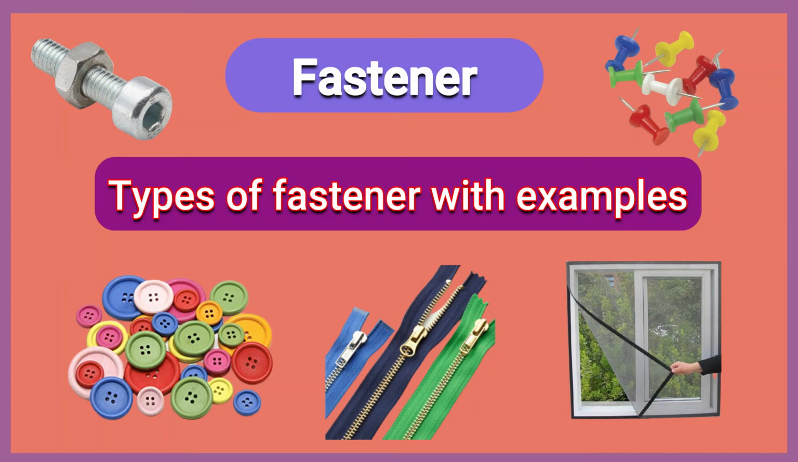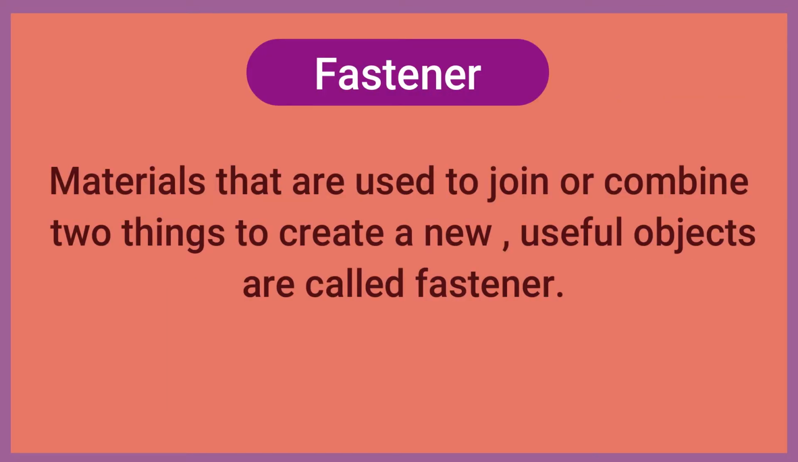Today we are going to learn fasteners: types of fasteners with examples. So let us know what are fasteners. Materials that are used to join or combine two things to create a new useful object are called fasteners.